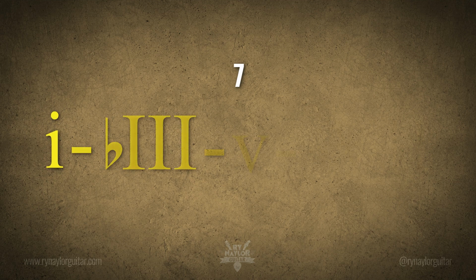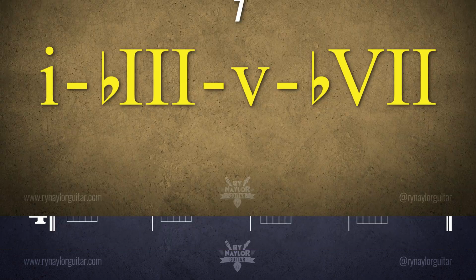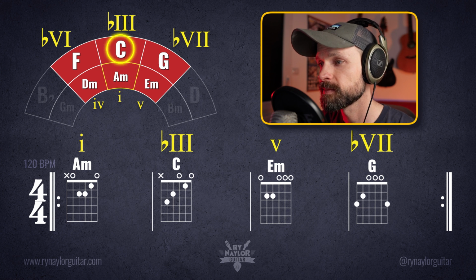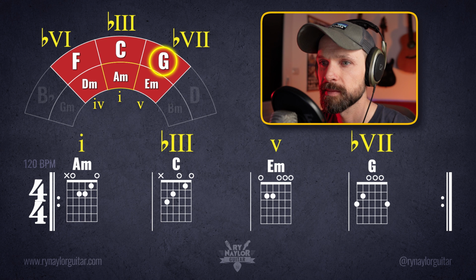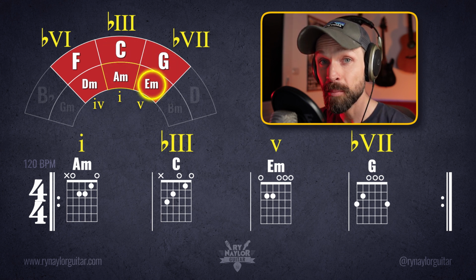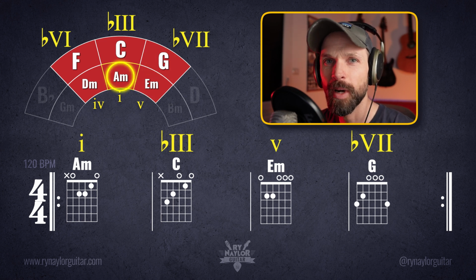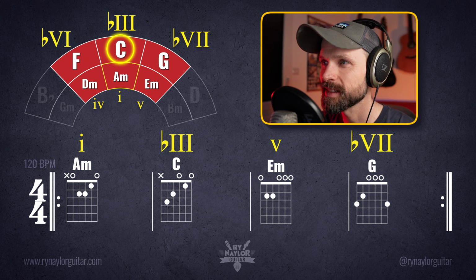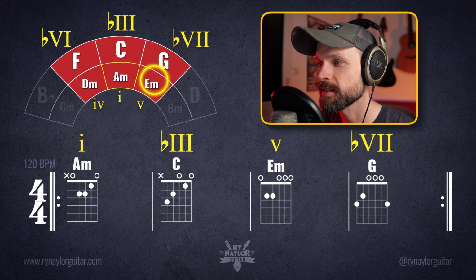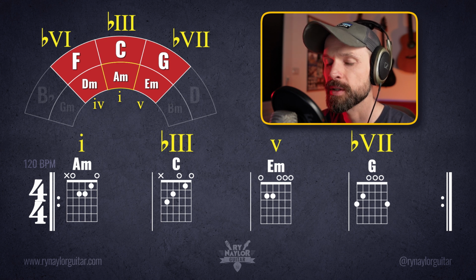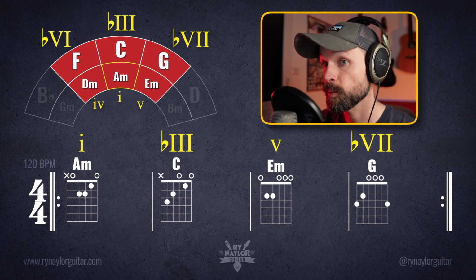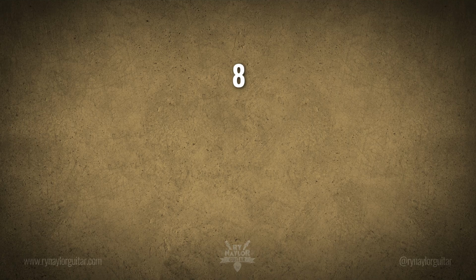Moving on to the next one, the 1, 3, 5, 7. It's A minor to C, to E minor, to G. What Is Love? by Haddaway. Classic tune, uses this progression. As did, I discovered, another Aurora tune, Running with the Wolves. So that's the 1, 3, 5, 7. Let's take another 1, 3.